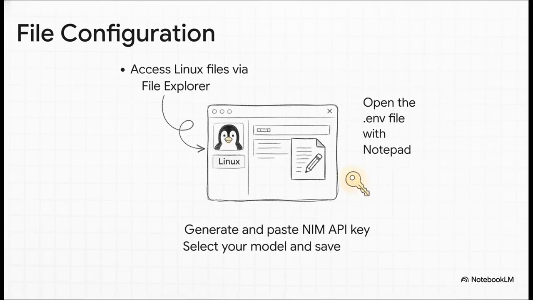Now you might be wondering how you actually edit those Linux files on Windows. Well, it's beautifully integrated. You just open your standard Windows File Explorer, look over on the left sidebar, and click the Linux tab. Navigate through Ubuntu, then Home, to your username. You'll find your files right there. Open that .env file with Notepad. Generate and paste your NVIDIA NIM API key exactly like we discussed a minute ago. Select your model, save, and close. Boom. Easy access without leaving your familiar Windows interface.